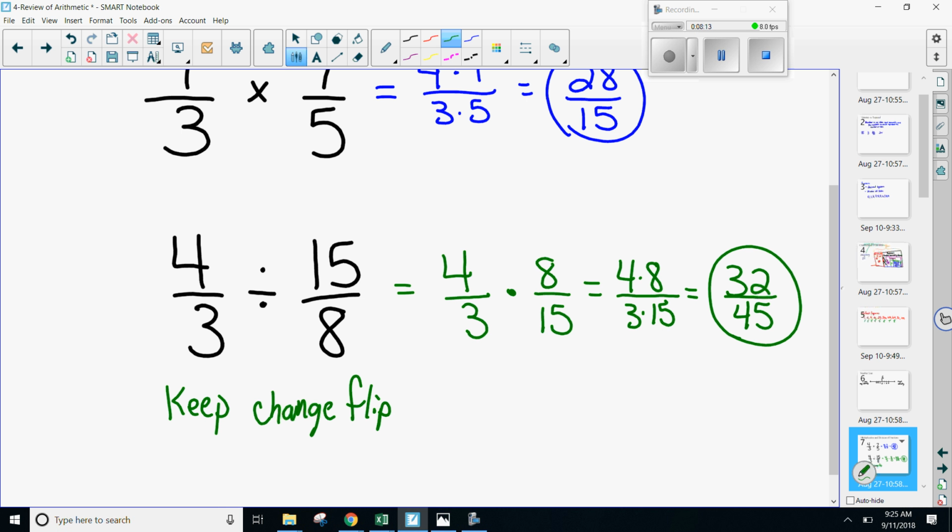Now that is reduced. And some of you are going to go, well, how do I know to reduce 32 over 45? You can take these individual factors of 4, 8, 3, and 15 and see if anything cancels within them, which are smaller numbers and easier to do, but nothing reduces there. So I know that 32 over 45 is correct.